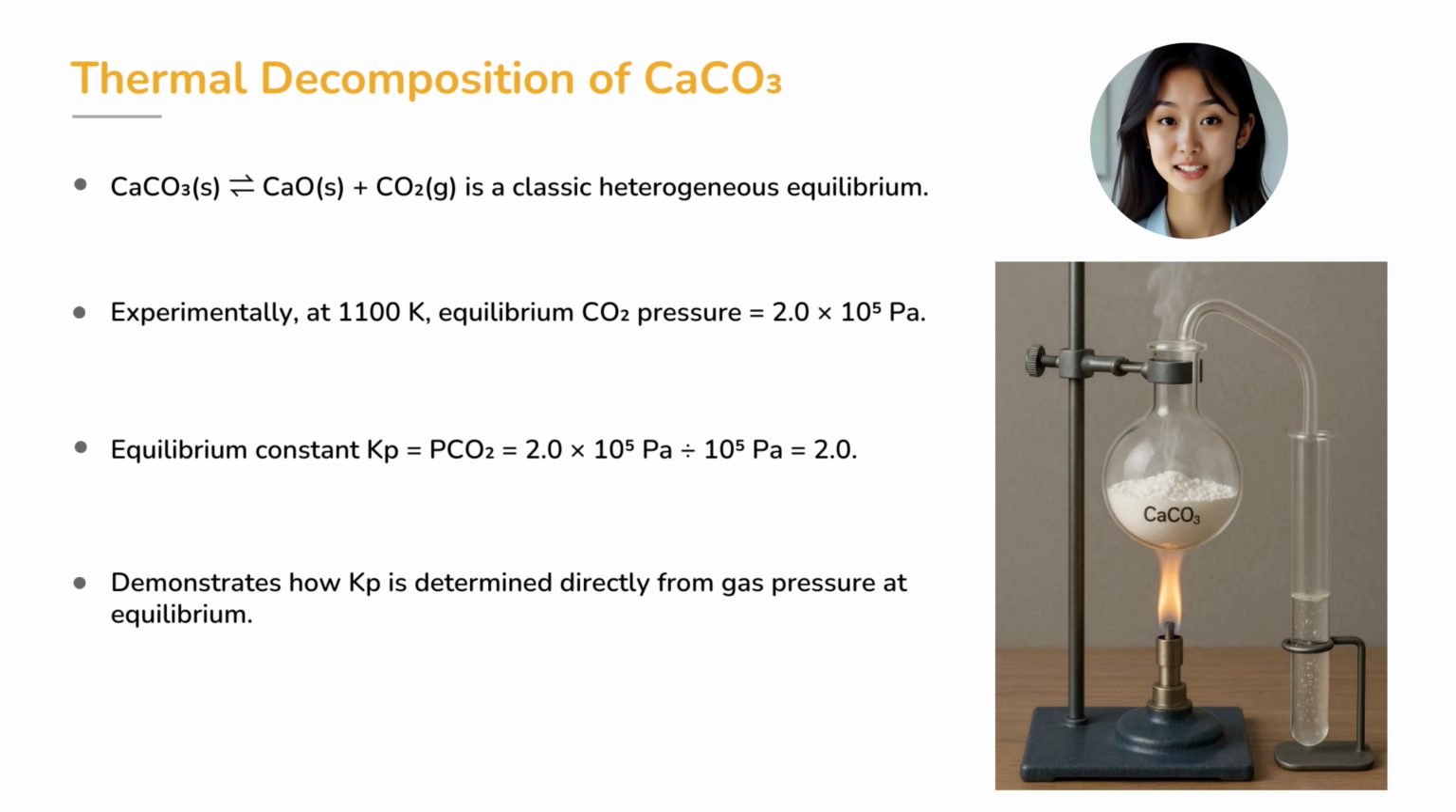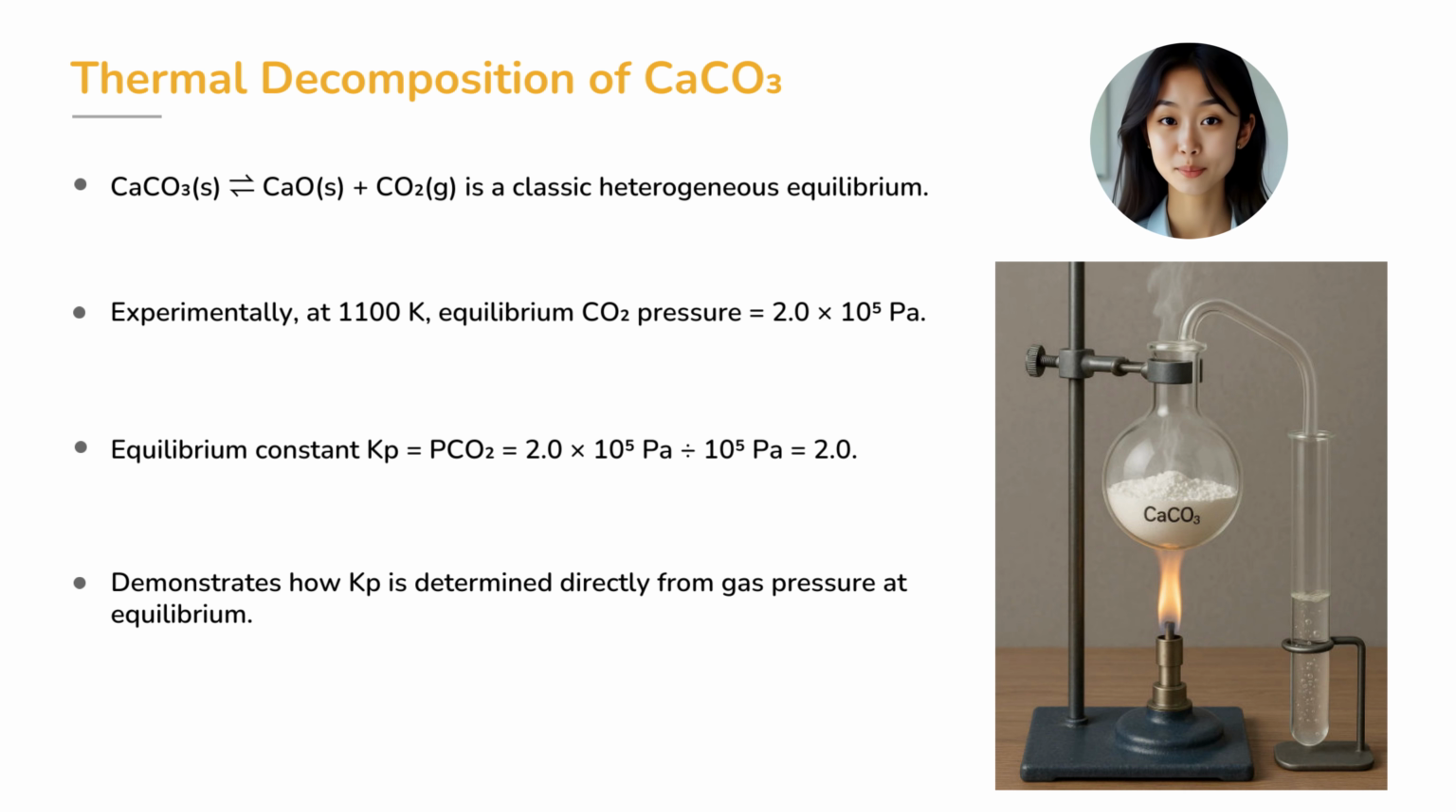Let's look at this process in detail. When calcium carbonate solid decomposes to calcium oxide solid and carbon dioxide gas at 1100 Kelvin, the equilibrium pressure of carbon dioxide is measured as 2.0 times 10 to the power 5 pascals. Converting this, the equilibrium constant Kp equals PCO₂, which is 2.0. So here, just by measuring the gas pressure, we can directly calculate the equilibrium constant.